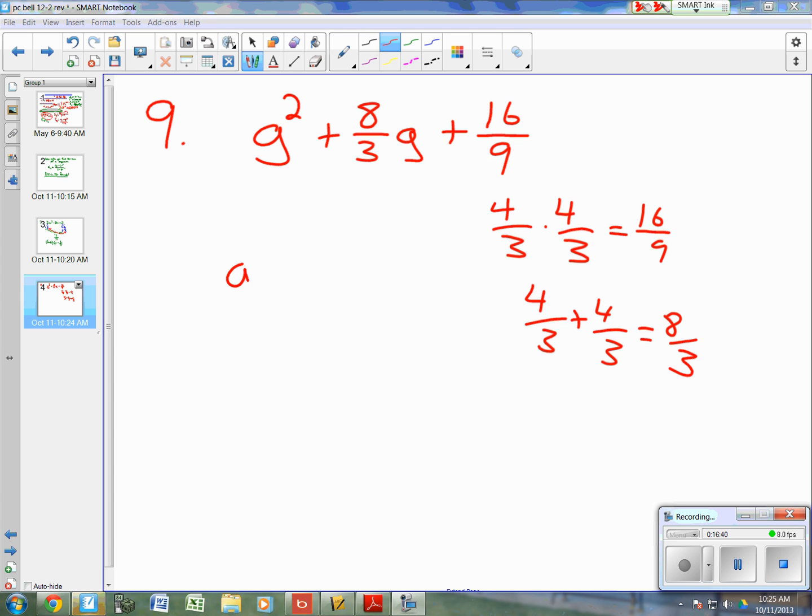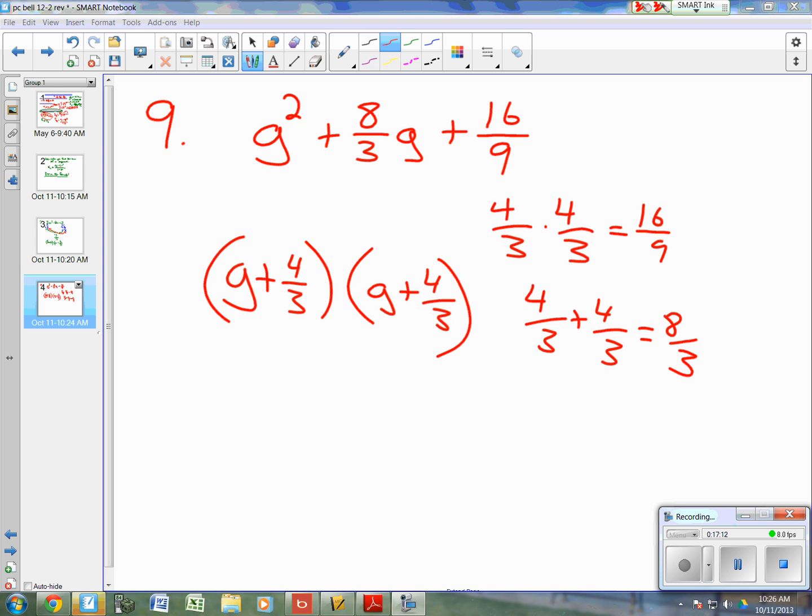So my factor is going to be g plus 4/3, sorry, 4/3 times g plus 4/3. I'm looking for the two numbers I can times together and get 16/9, so that when I add them together, I get 8/3, the middle term. Does that help you out?